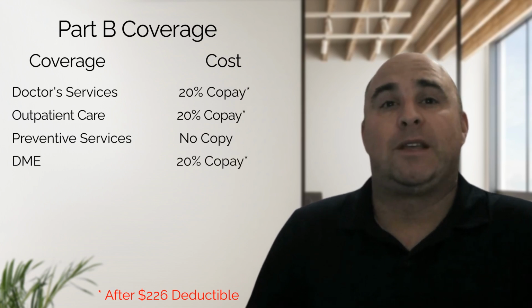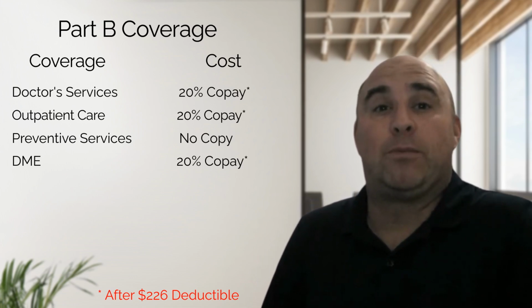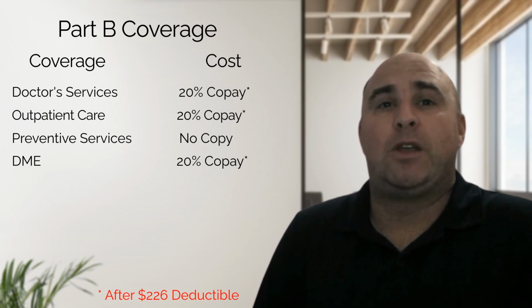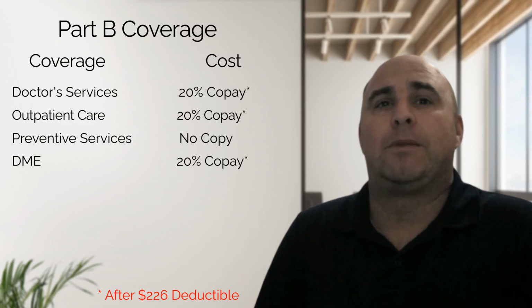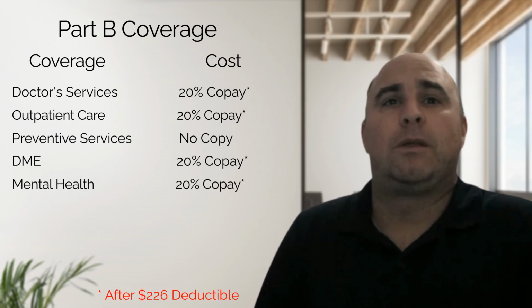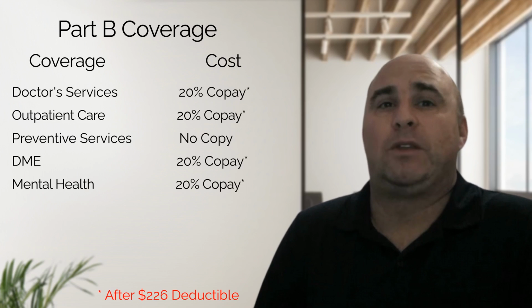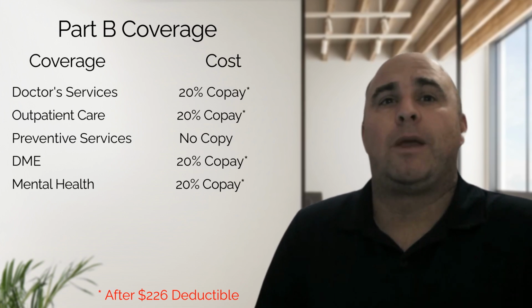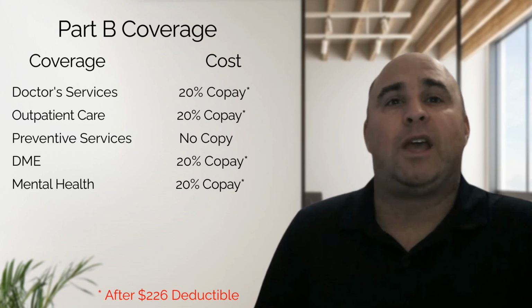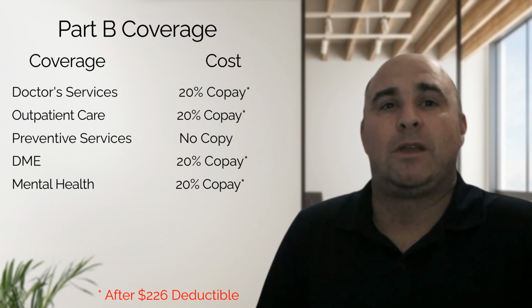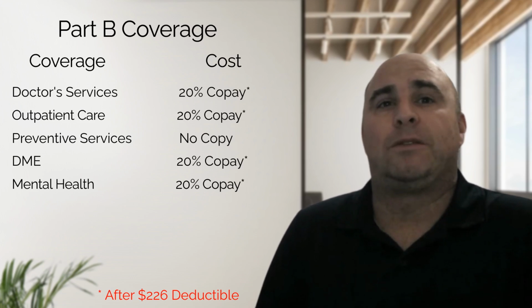Durable medical equipment, DME, covers items like wheelchairs, walkers, and hospital beds ordered by your doctor for use in your home. Copay, 20% of the Medicare approved amount after you meet the Part B deductible. Mental health covers outpatient mental health care, including services from psychiatrists and clinical psychologists. Copay, 20% of the Medicare approved amount after you meet the deductible. Lab tests, blood tests, urinalysis, and other tests ordered by your doctor to diagnose or monitor a medical condition. Usually no copay if your doctor accepts assignment.